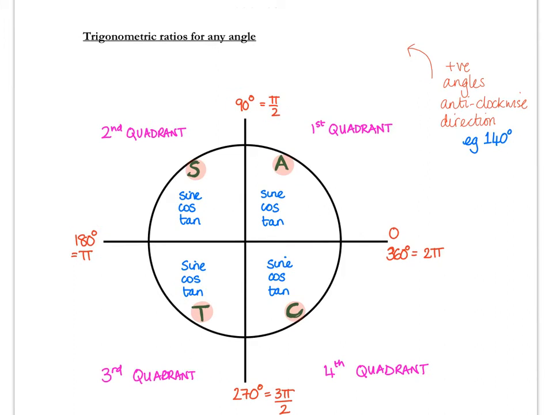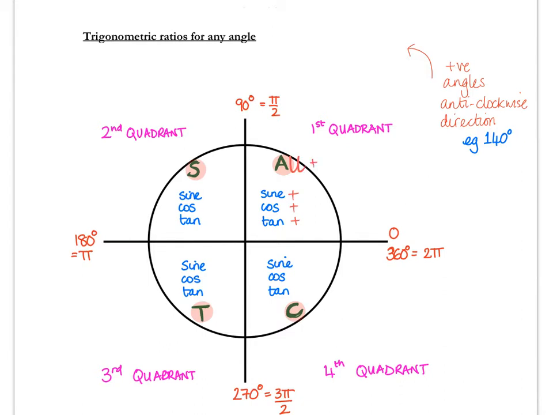Okay, how does this help then? Well, looking at your graph, we can see that between 0 and 90 degrees, sine is positive, cos is positive, and tan is positive. So that's our y values that we're looking at, so they are all positive. So the A stands for all positive.